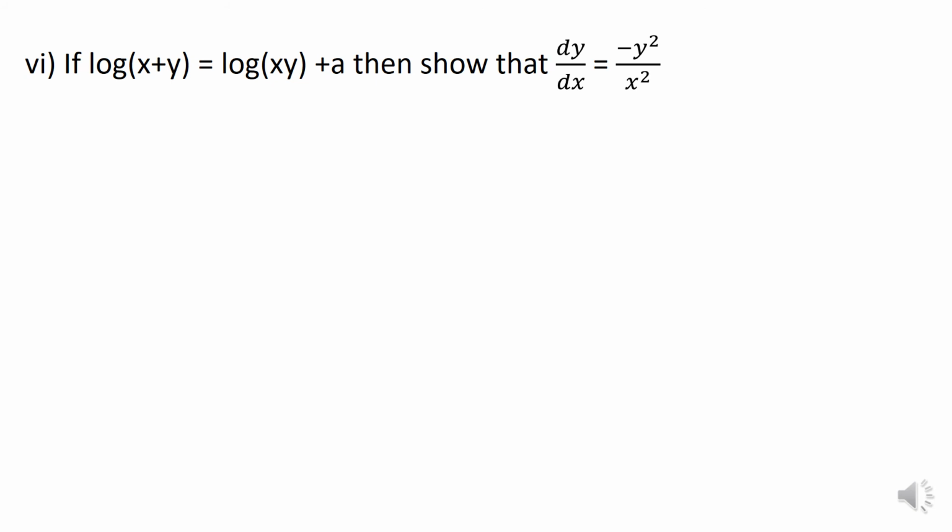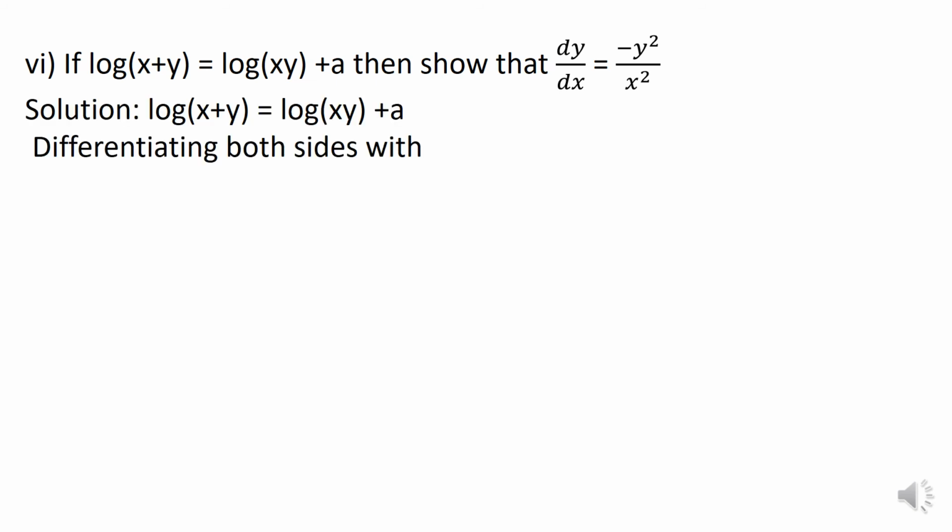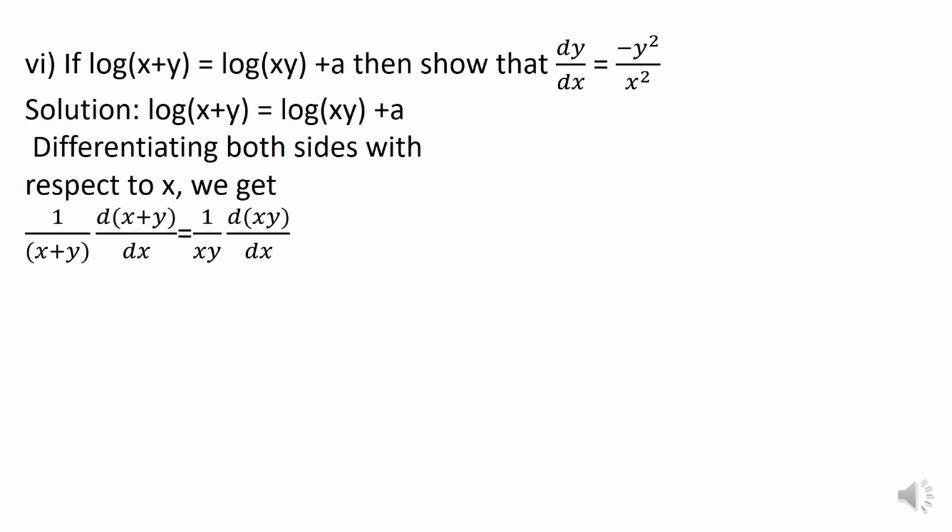In the next sum, log(x + y) is equal to log(xy) + a. Show that dy/dx is equal to minus y squared upon x squared. So, we start by differentiating both the sides with respect to x. Thus, LHS becomes 1 upon (x + y) into d/dx of (x + y), is equal to RHS.